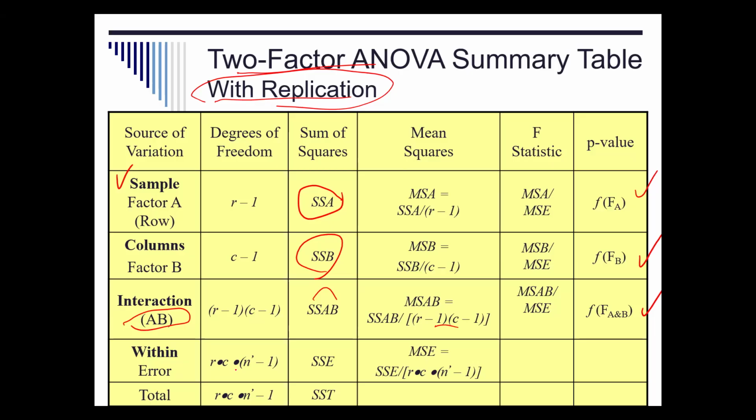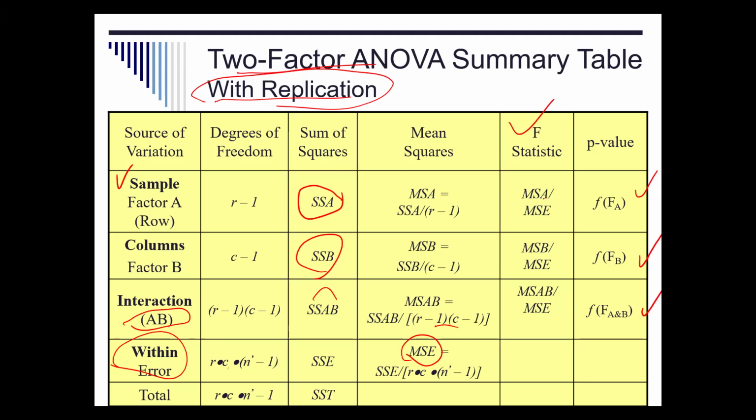Now we also have the within error, which is R times C. The degrees of freedom is R times C times n prime minus 1. So n prime in that example is 2, and 2 minus 1. Rows, which is 5 rows, 3 columns, times 2 minus 1. That gives us the degrees of freedom for within errors. The sum of squares error divided by the degrees of freedom gives the mean square error for within errors. And this is the base when we calculate the F stats.